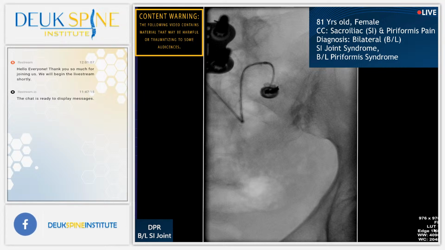Let's see, I need to do a little more, so I need another one. Any questions from our audience? At this moment, no current questions. Great. So basically, we're just using our probe, the Deuk Plasma wand, to get in and destroy 5 pain nerves to the sacroiliac joint. And I have to go through the ligament to get there.